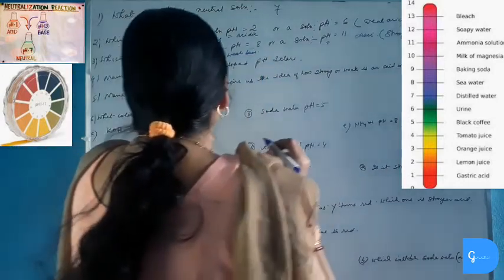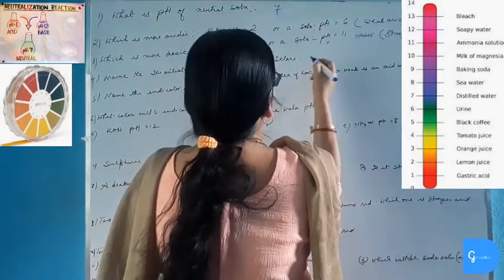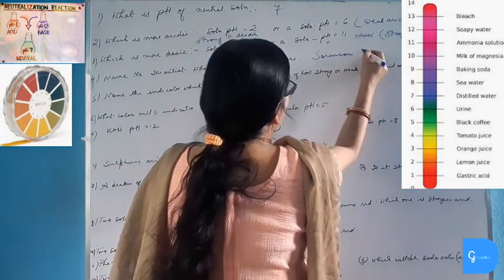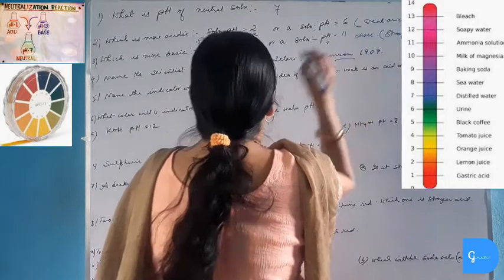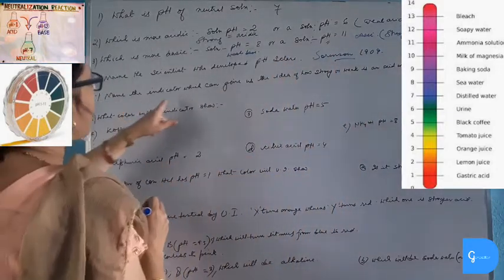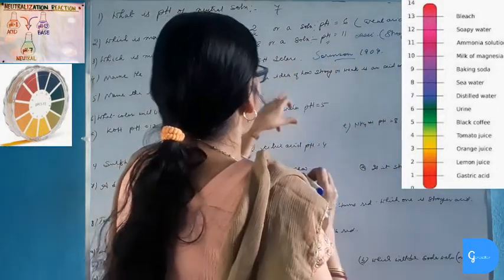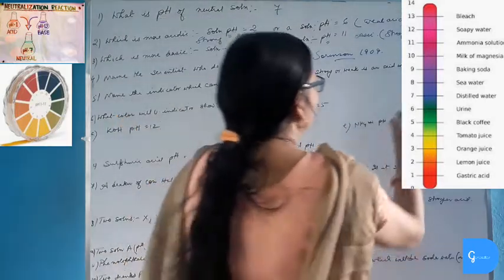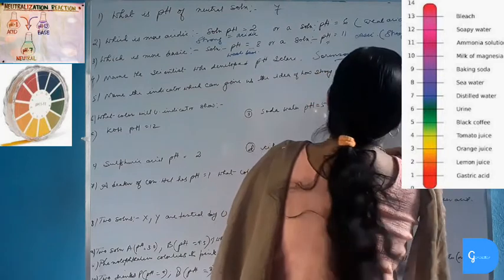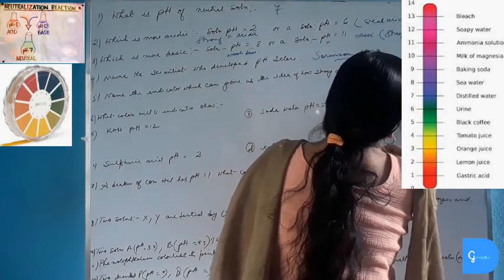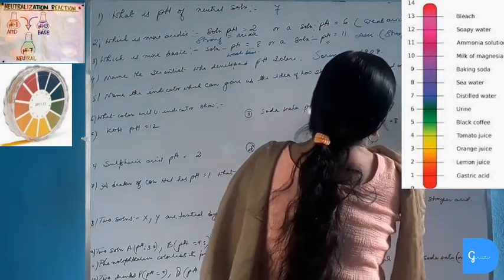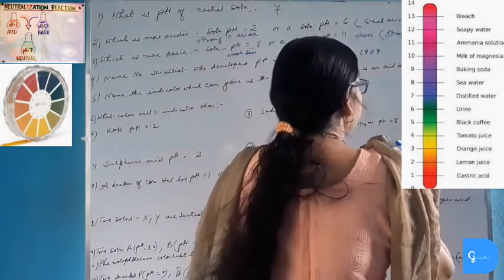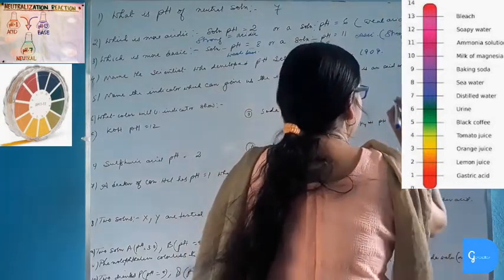Name the scientist who developed pH scale. Sorensen in 1909 developed pH scale. Name the indicator which can give us the idea of how strong or weak a acid or base is. The indicator is universal indicator. Because in universal indicator each acid and base has a separate color.